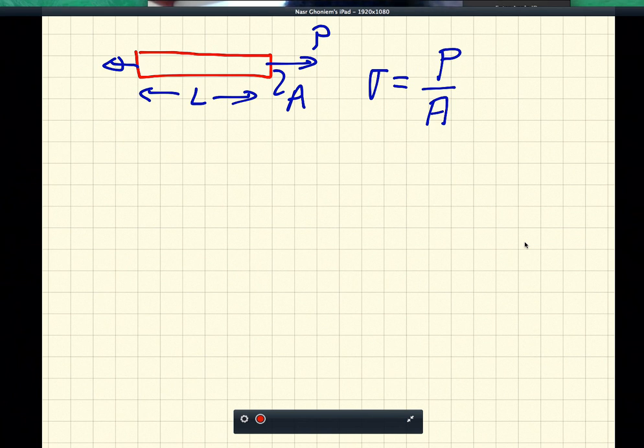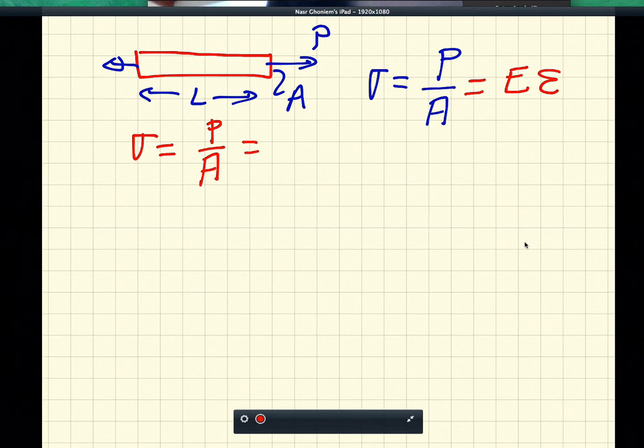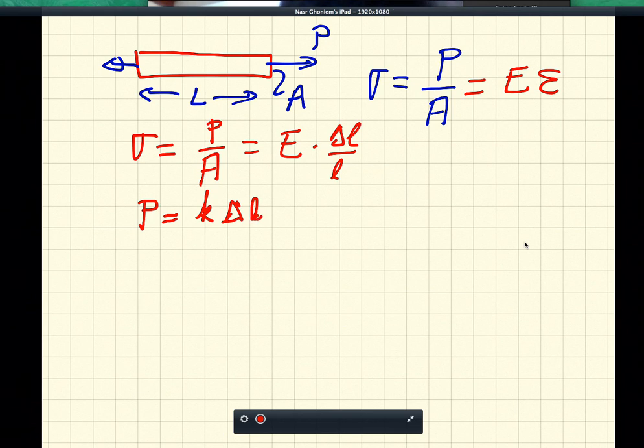So if I just do that, then I have essentially the stress is equal to the elastic modulus times the strain, and the strain is equal to delta L over L. So you have sigma equal to P over A, or F over A, it's the same thing, equal to E times delta L over L. And if we think of this material as a spring, then the load is equal to the spring stiffness K times the delta L, and therefore I can eliminate the delta L between these two.